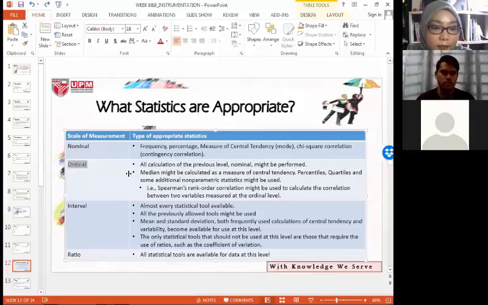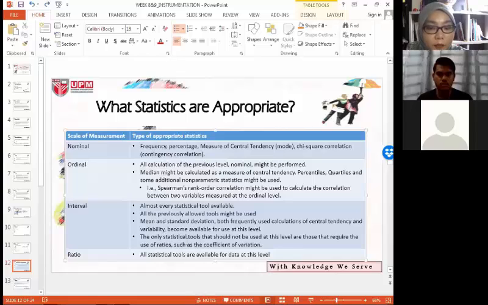Okay, the next one is interval. So again, almost every statistical tool is available. You can use most of the statistical analysis for variable with interval scale of measurement, and all the previously allowed tools might be used, meaning that you can use the frequency, percentage, measure of central tendency, which is referring to mean, mode, and median. And then mean and standard deviation, both frequently used calculation of central tendency and variability, becomes available for use at this level. So for interval, you can get the mean and standard deviation.